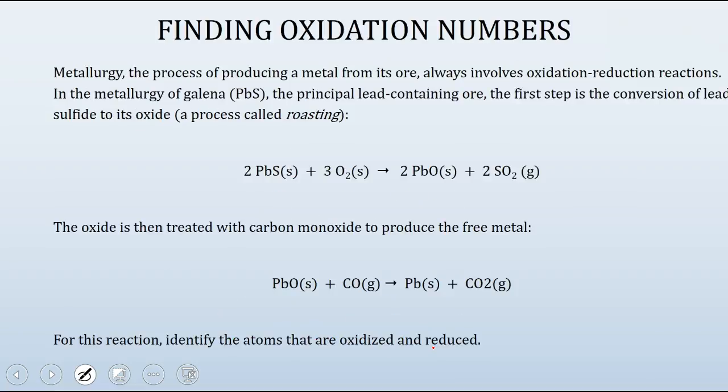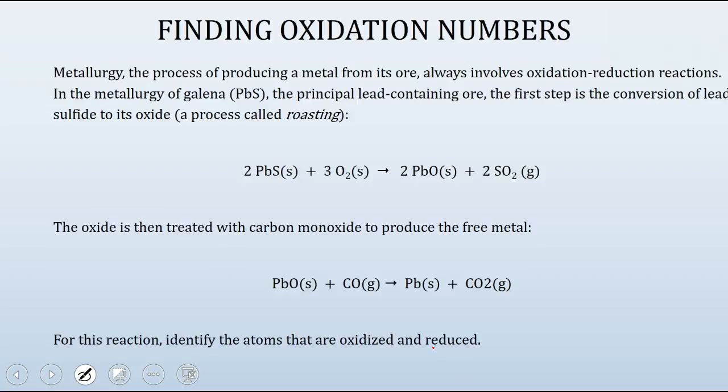Metallurgy, the process of producing a metal from an ore, is always involved in oxidation reduction reactions. In the metallurgy of galena, that is lead sulfide, the principal lead-containing ore, the first step in the conversion of lead sulfide to its oxide is a process called roasting. So we see the equation for the roasting process. The oxide is then treated with carbon monoxide to produce the free metal lead. It says for this reaction, identify the atoms that are oxidized and reduced.